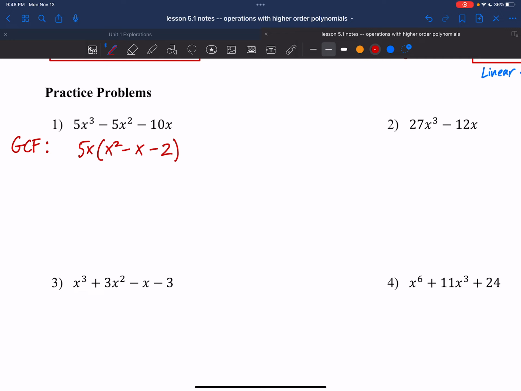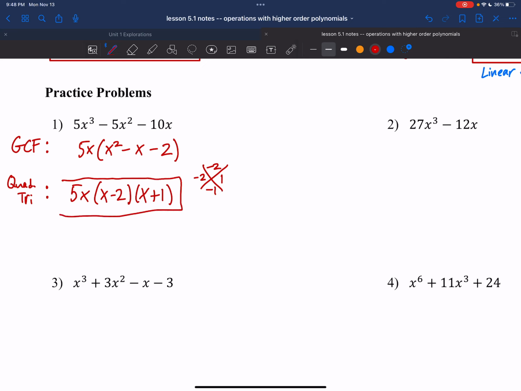No, because x minus 2, right? You can do that. So here's negative 2 and here's negative 1. If you do negative 2 times positive 1, that works. So this is just a quadratic trinomial. It's not a perfect square trinomial. It's just a quadratic trinomial. Factors as x minus 2 times x plus 1.